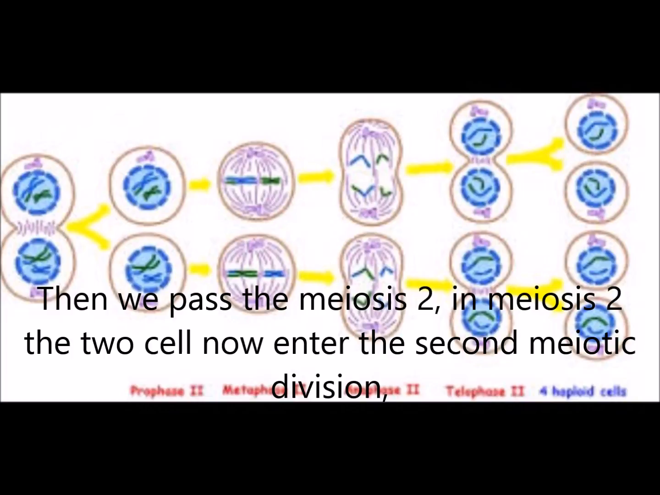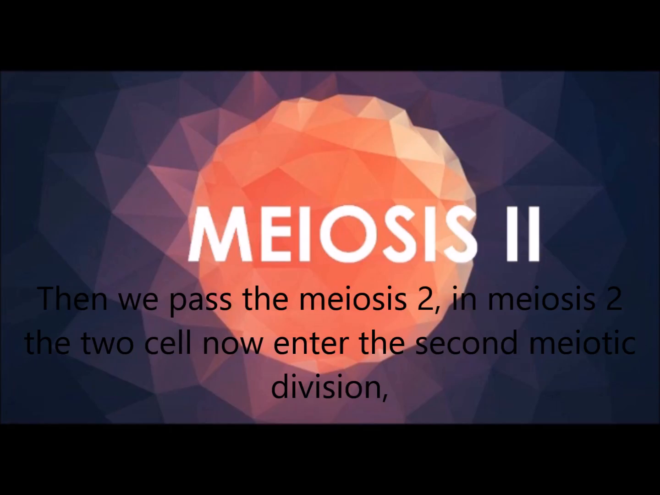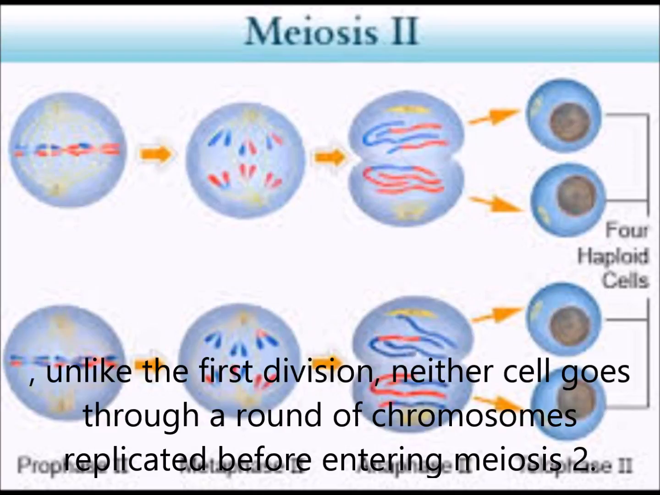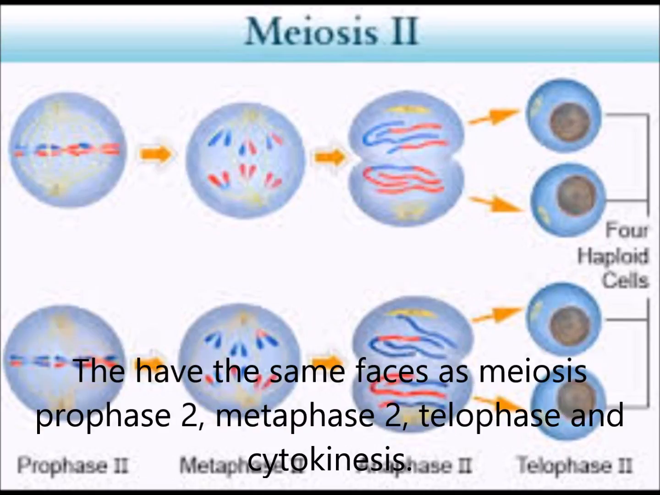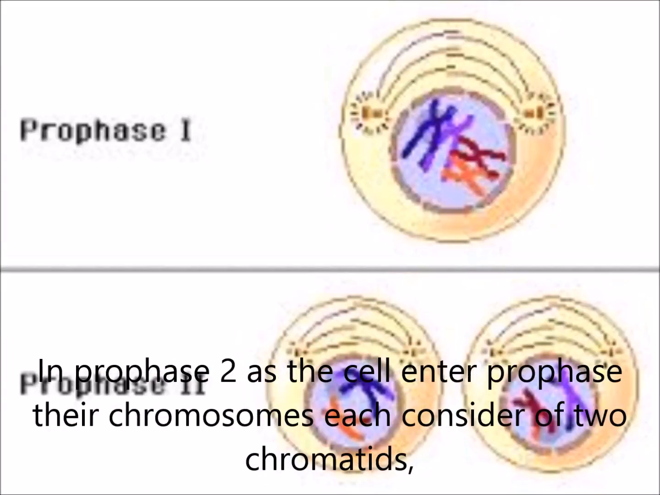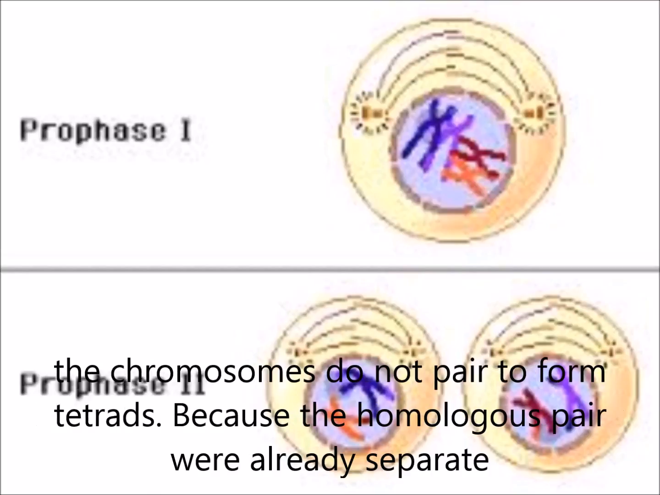Then we pass to meiosis 2. In meiosis 2, the two cells now enter the second meiotic division. Like the first division, neither cell goes through a round of chromosome replication before entering meiosis. They have the same phases: prophase, metaphase, anaphase, telophase, and cytokinesis. As the cells enter prophase 2, their chromosomes each consist of two chromatids. The chromosomes do not pair to form the tetrad because homologous pairs were already separated in meiosis 1.